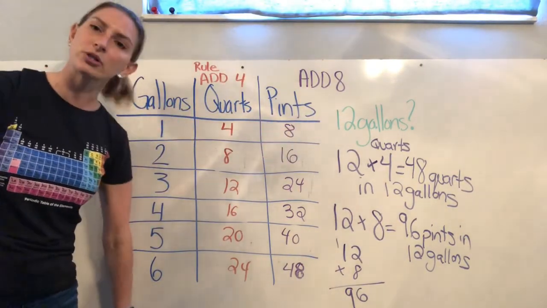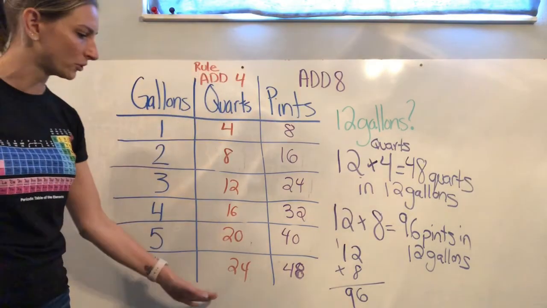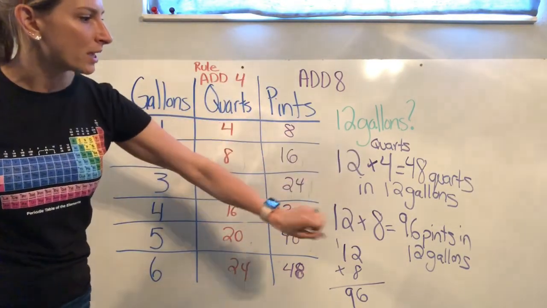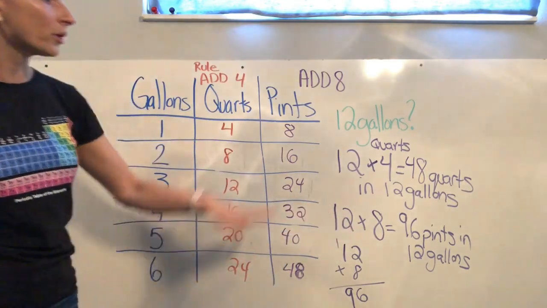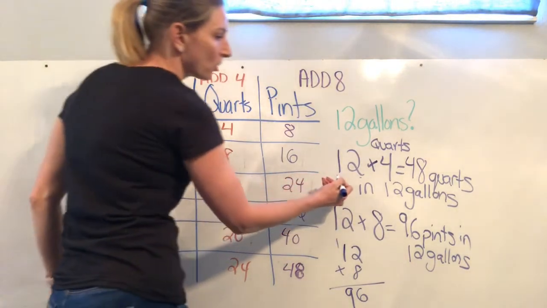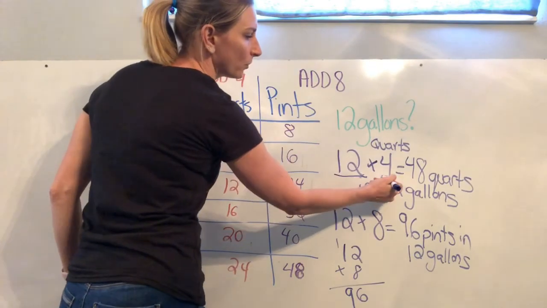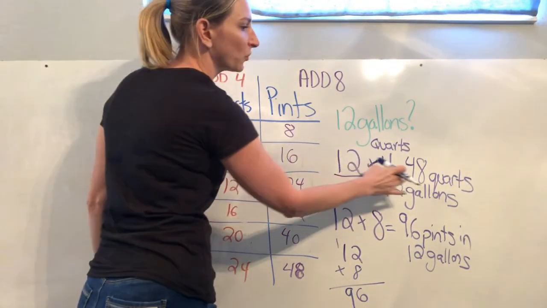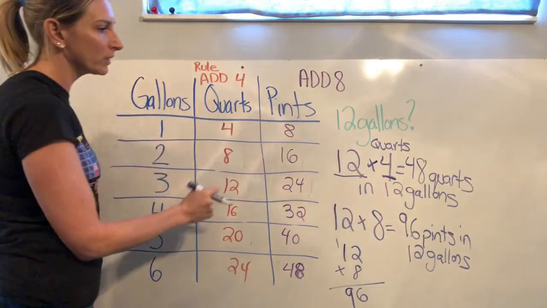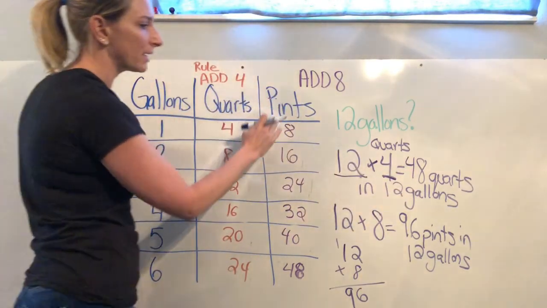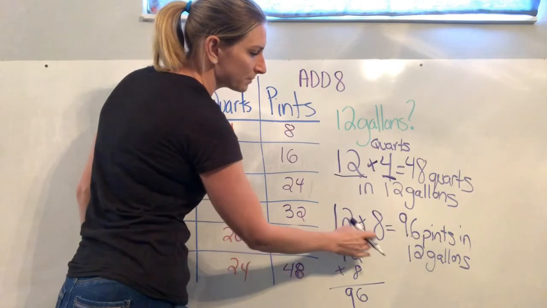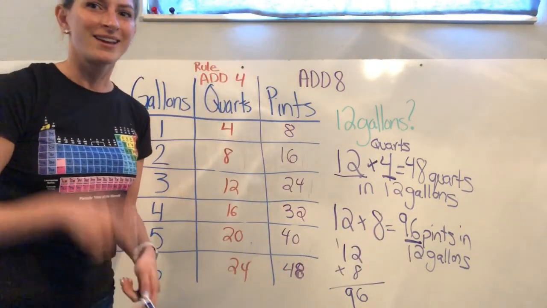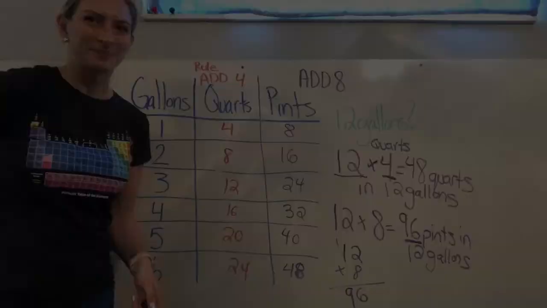So two options here to solve the problem since it was asking for 12 gallons. You could continue your table on, counting by your 4s in your quarts and your 8s in your pints, to get 48 quarts and 96 pints. Or you could do what we did here, which was take our 12 gallons, and we knew 1 gallon is 4 quarts. So 12 times 4 is 48 quarts. And when we did our pints, we knew 1 gallon was 8 pints. So we did 12 times 8, which is our 96 pints in 12 gallons. Keep up the great work.